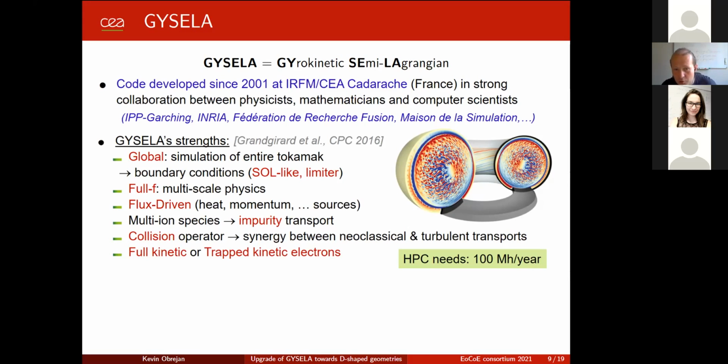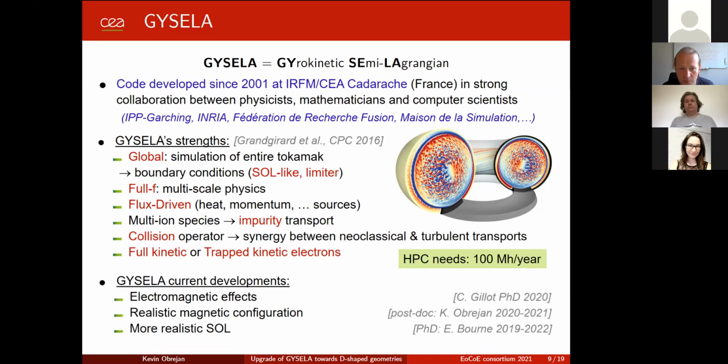It includes a collision operator, so for various types of physics, not just turbulent transport. The last point, about fully kinetic or trapped kinetic electrons, is about models for the electrons. I'm not going to detail it too much, but fully kinetic electrons are electrons that are simulated completely, as opposed to other models that allow emulating electrons and thus reducing the amount of computation, because if you follow the electrons in detail, you also need a time scale that is much, much smaller to follow their fast movements.